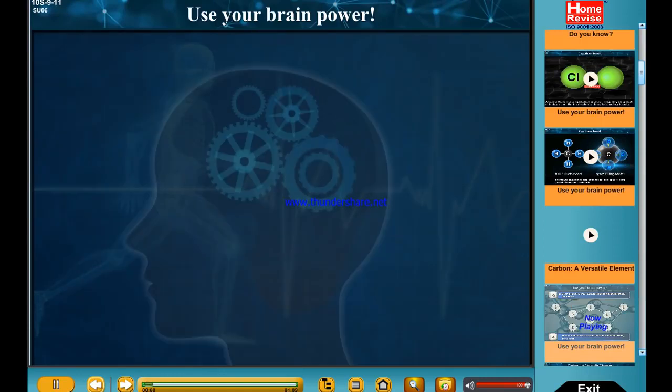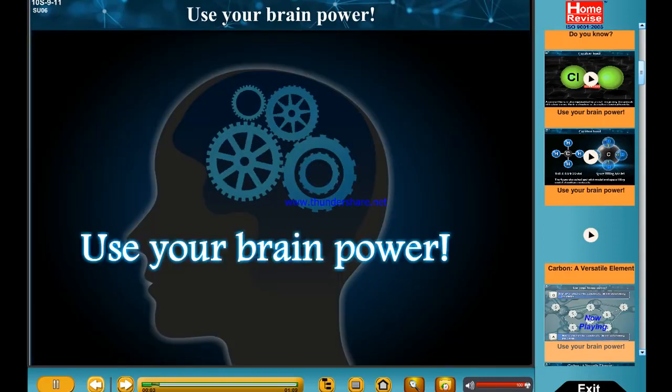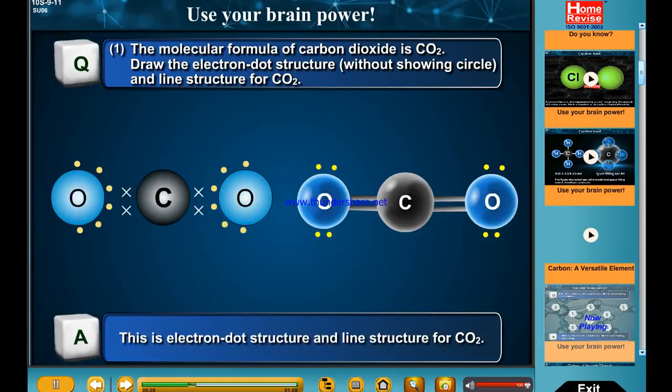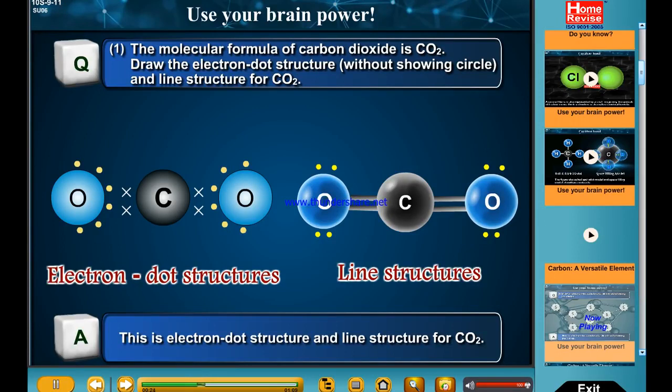Use your brain power. 1. The molecular formula of carbon dioxide is CO2. Draw the electron dot structure without showing circle and line structure for CO2. Answer. This is the electron dot structure and line structure for CO2.